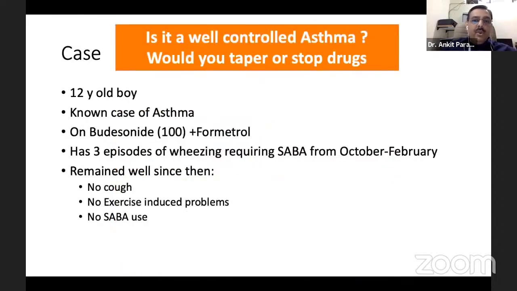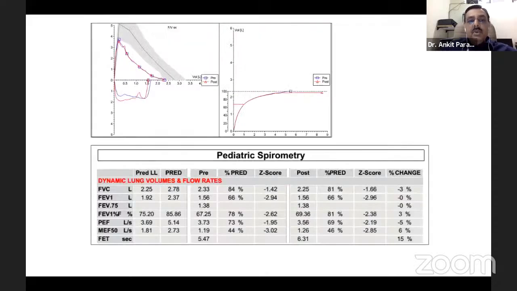Now, what would you do? Is it well-controlled asthma? Would you taper drugs or stop drugs? So we thought we'll possibly taper drugs and plan to stop the drugs if the child actually remains the same. But what wasn't very convincing was 3 episodes in winter, although this child was well for the past few months. So we thought, let's do a lung function. Now, when you do a lung function, this is what you find.